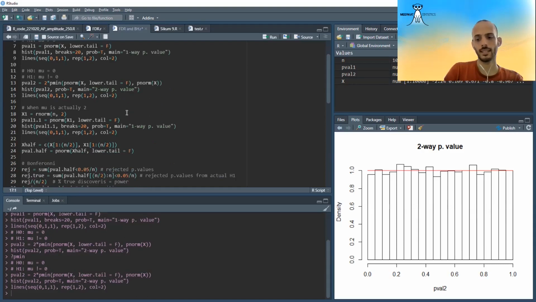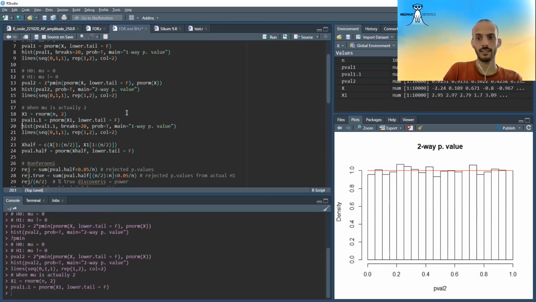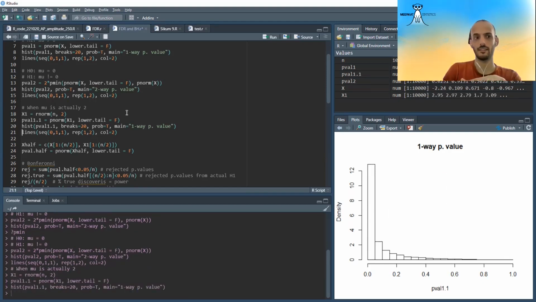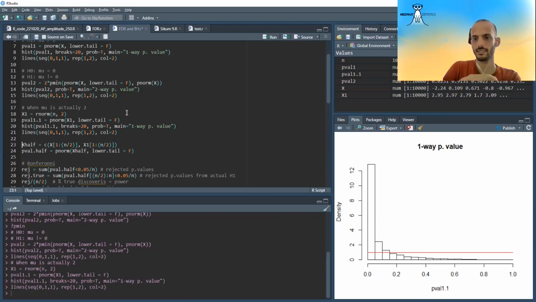What happens when the null hypothesis is actually not true? So here we have that the random draws are actually from a normal distribution with a mean 2. Then in this case, you can see the p-values are completely not distributed as uniform. And this is because we calculate the p-values under H0, under the assumption that the mean is 0. Yeah, you can see this does not look like a uniform distribution.